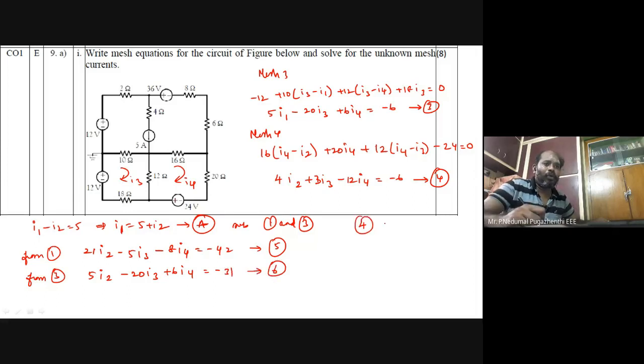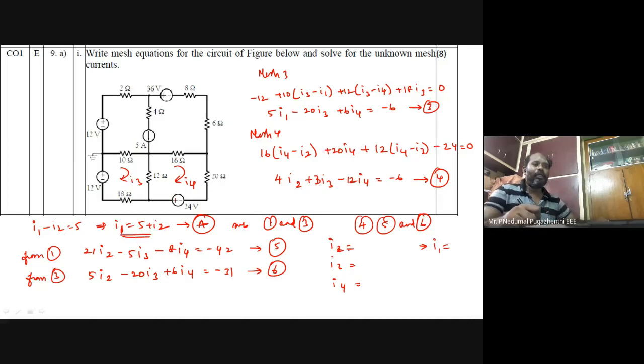So using 4, 5 and 6, I can directly write what is I2, I3, I4. If I know I2, then I can write what is I1 using equation A. If you have calculators, you can apply this now, because these 3 equations 4, 5, 6 involve only 3 terms, I2, I3 and I4. So now you can use your calculators and find I2, I3, I4. If I know I2, then I can find I1. They are asking for I1, I2, I3 and I4. They are asking for these currents.